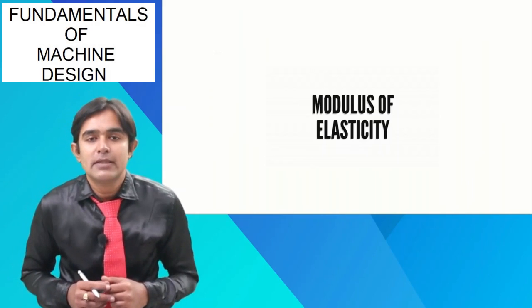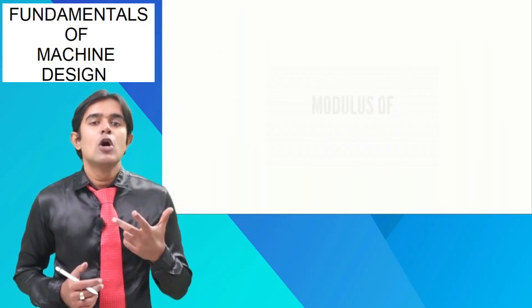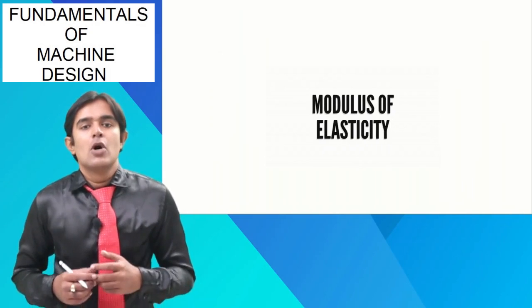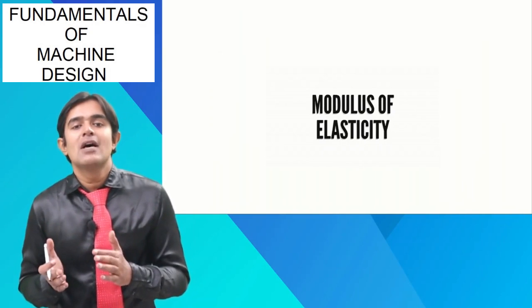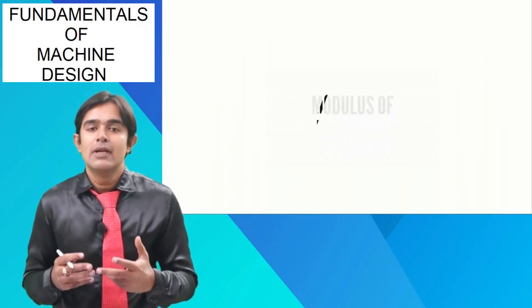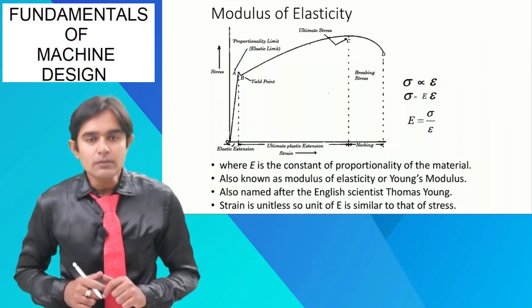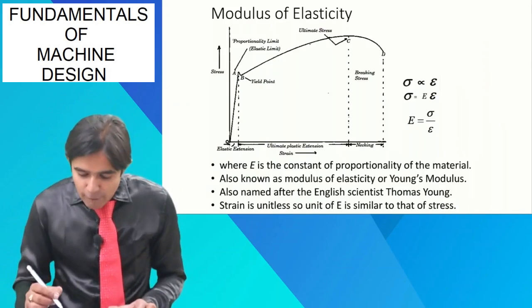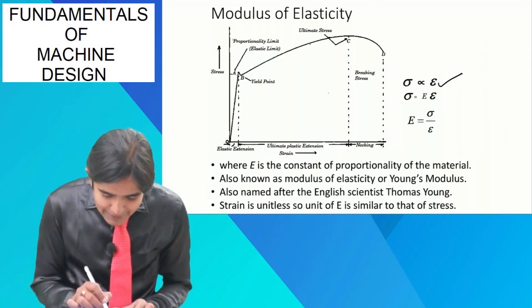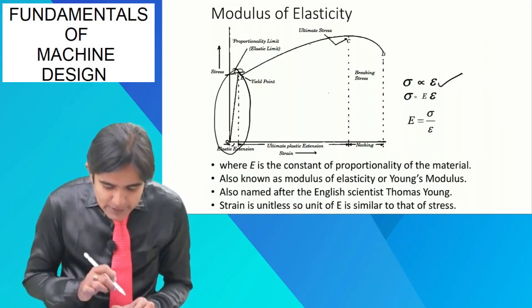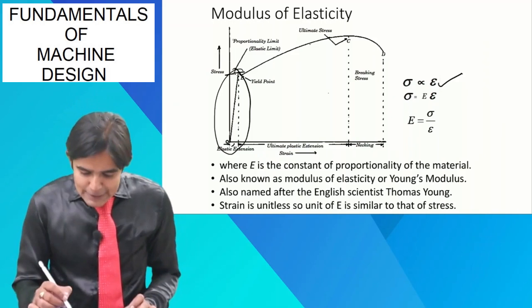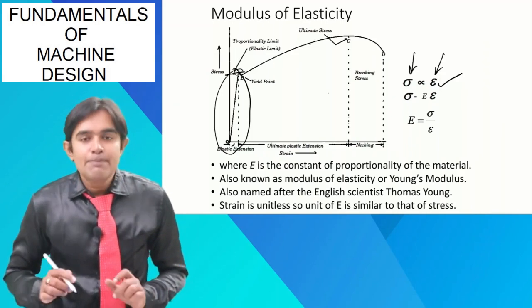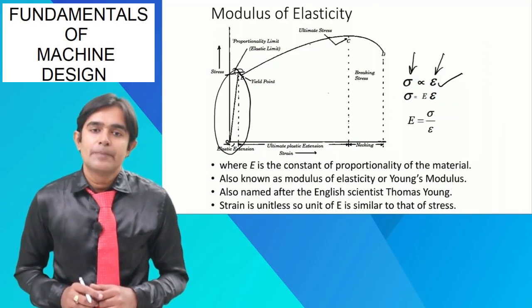Modulus of elasticity. I've already seen Hooke's law, right? Hooke's law and modulus of elasticity have a relation. Let us see how. You can see again there is a stress strain curve. I have already explained that till the elastic limit, in this zone, stress is directly proportional to strain.